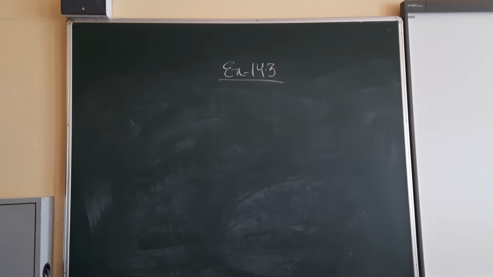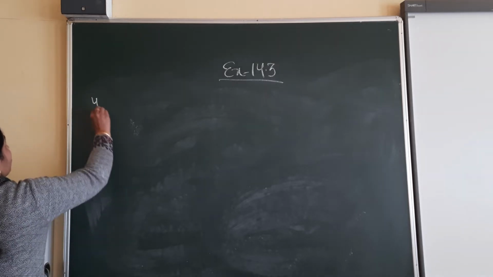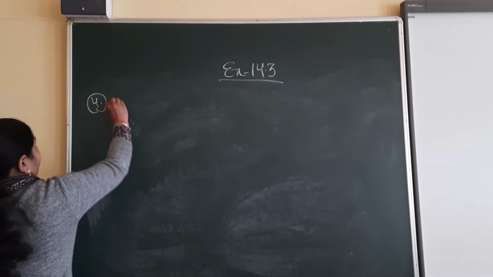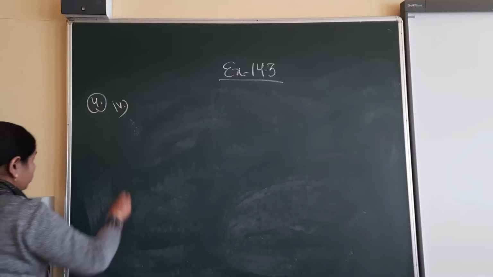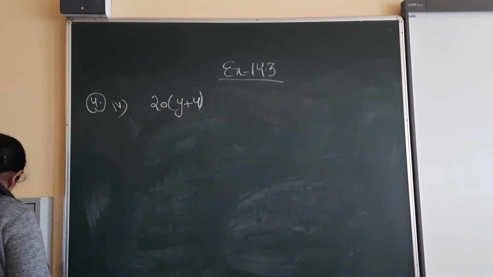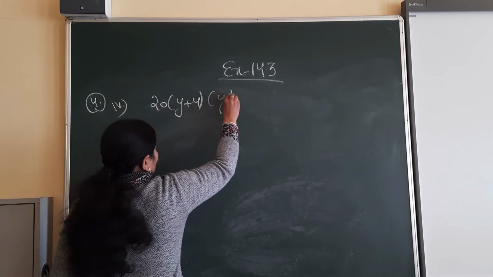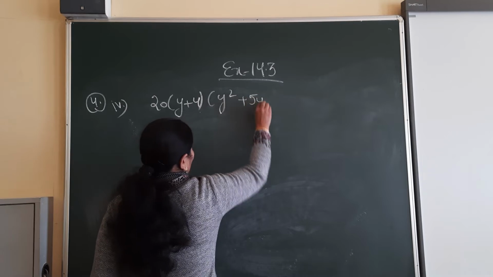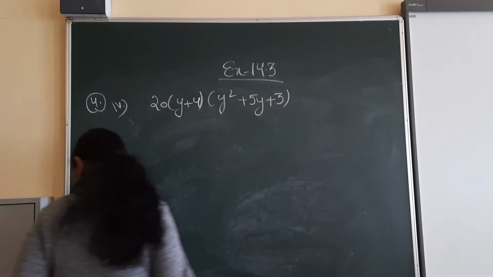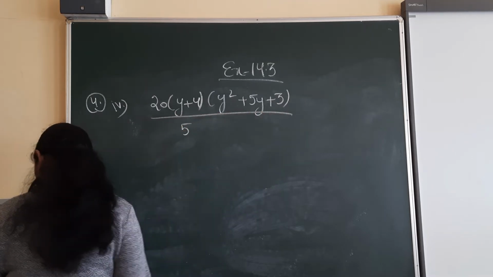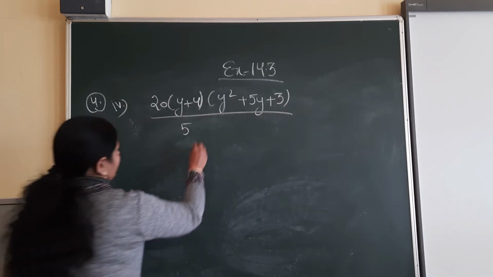Now question number 4. Question number 4 is also the same. Taking here the fourth part: 20 y minus 4, and this side y square plus 5y plus 3, and this term is divided by 5 y plus 4.